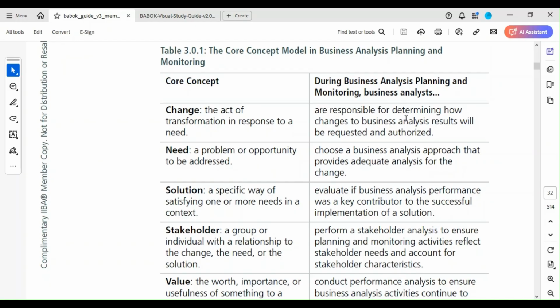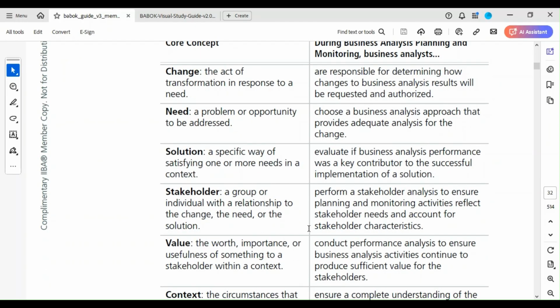Need, a problem or opportunity to be addressed. So at this stage, the business analyst chooses a business analysis approach that provides adequate analysis for the change. So it could be waterfall, it could be agile. Solution, a specific way of satisfying one or more needs in a context. So at this stage, the business analyst under planning and monitoring evaluates if business analysis performance was a key contributor to the successful implementation of a solution.